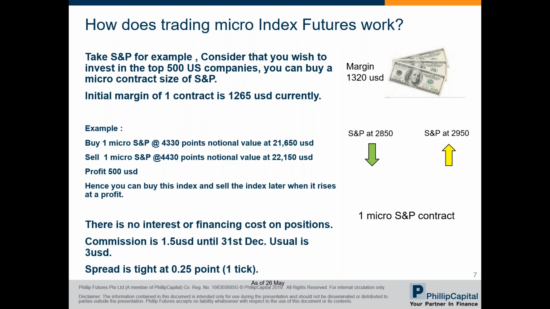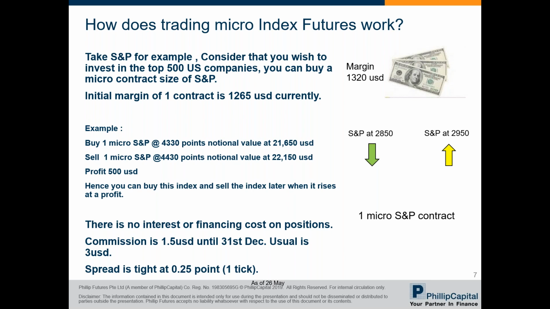For the commission, it will be $1.50 USD on promotion now per side per trade. The promotion will end on 30th of December this year. This means for a round trip, it will be about $3 US. Normally, it will be about $6 US.